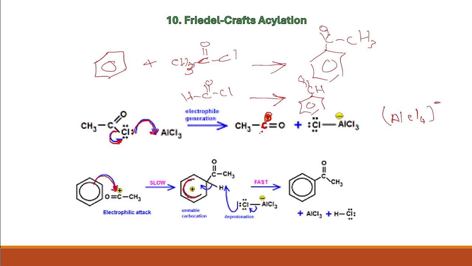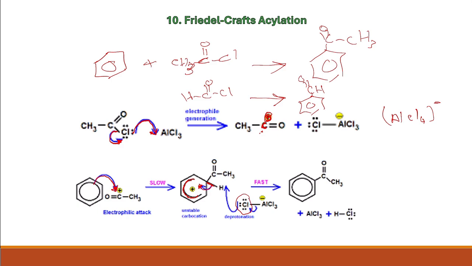Now the second step is the deprotonation, the removal of the hydrogen, to regenerate the stable benzene ring. So the bond between the hydrogen and the carbon will break to send the electrons back into the ring to make the cyclic benzene ring again. And the deprotonation will be done through the chloride that has been left in the first step from the ethanoyl chloride.